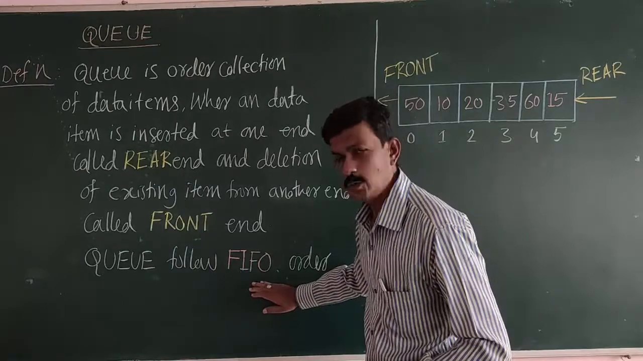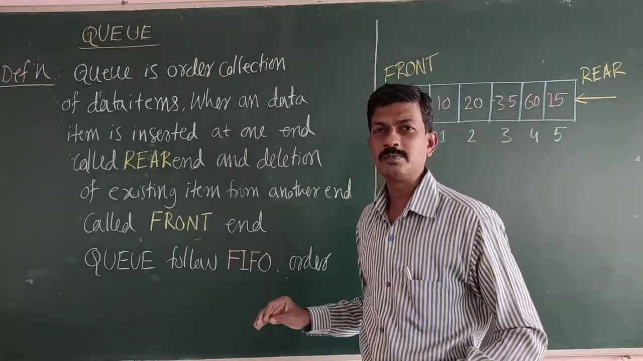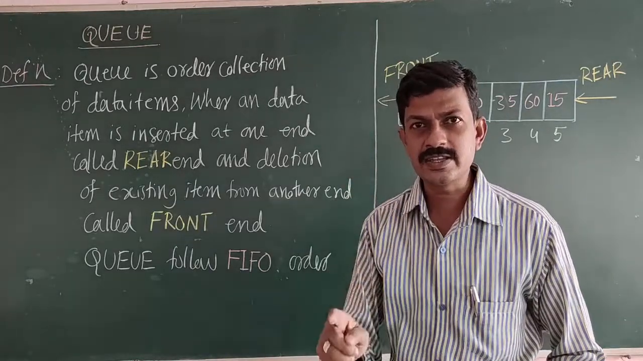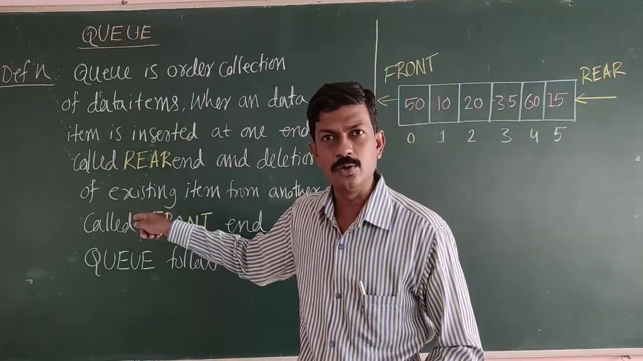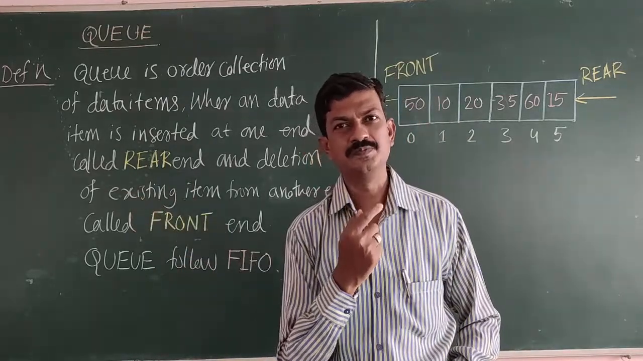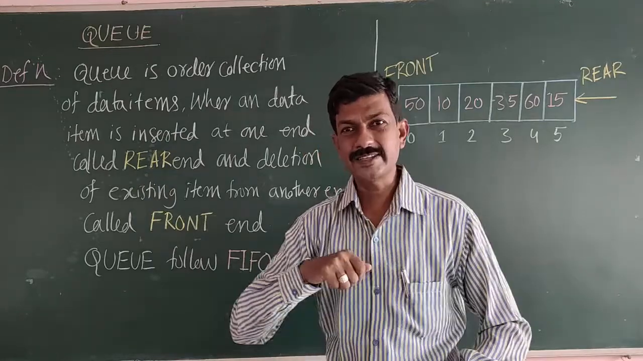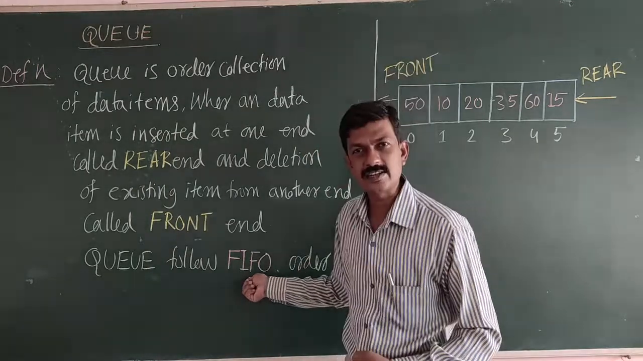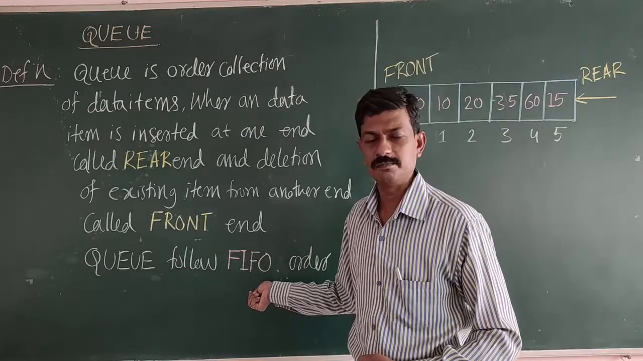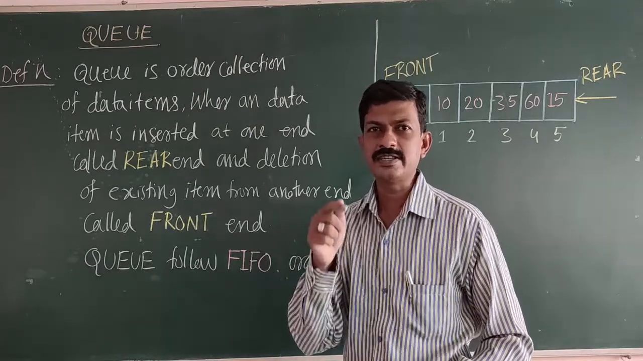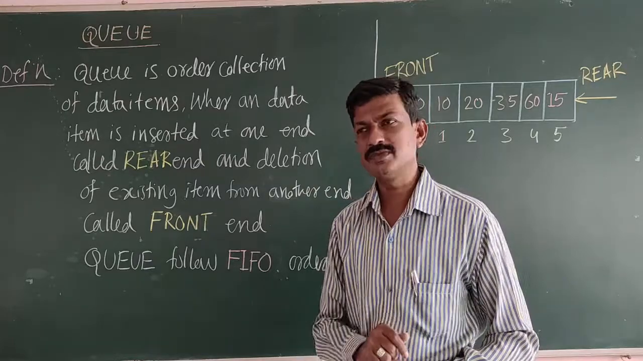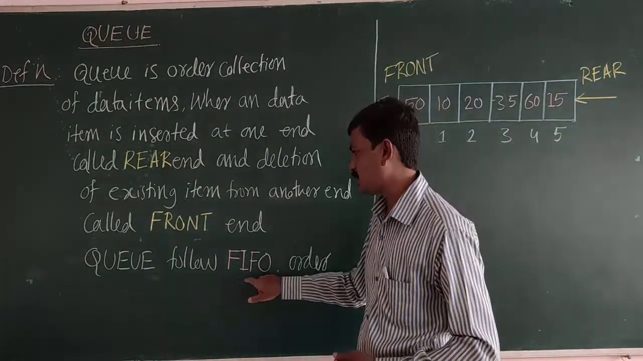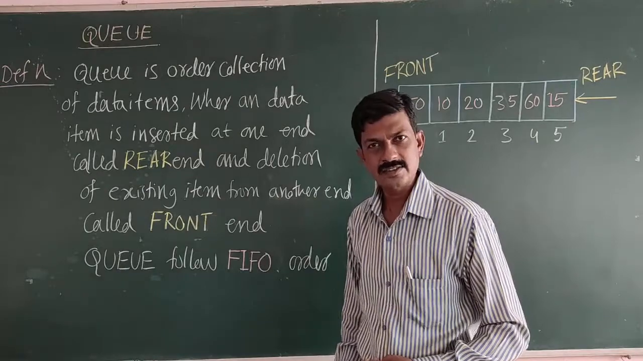Queue follows FIFO order. FIFO means first in, first out. The element which is first inserted into the queue is first removed from the queue. That's why it is called a FIFO data structure. It means the element which is first inserted into the queue data structure is first removed from the queue data structure.